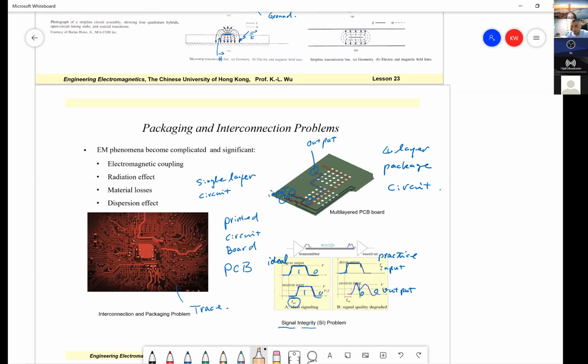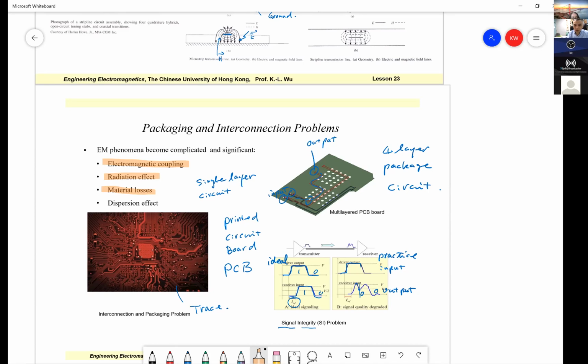We are talking about the electromagnetic coupling. Then those circuits also become small antennas, so they can radiate because you have a current flowing on it. So you have a radiation effect. Then we have a material loss because the PCB circuit board using FR4, a kind of fiberglass, is lossy. The conductor also has a loss, a finite conductivity, so you have a material loss.